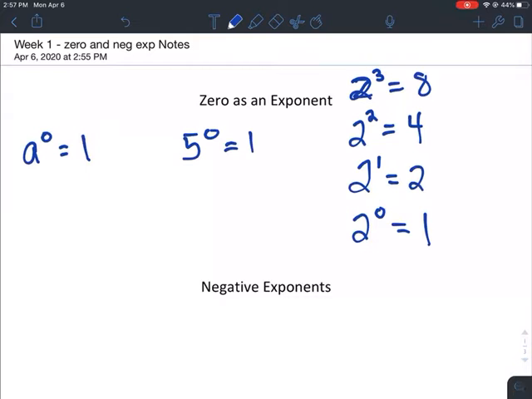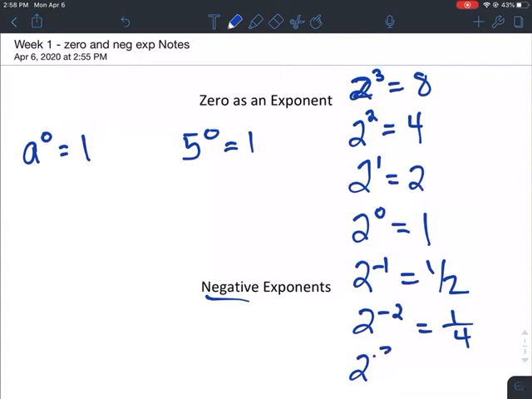And then that kind of brings us into negative exponents too. As you continue to go down, let's decrease by another and say we have 2 to the negative 1. Well, I would divide by 2 again, and I'm going to end up with 1/2. And then if I did that again, to the negative 2, if you do 1/2 divided by 2, you'd end up with 1/4. And 1/4 divided by 2 is 1/8.